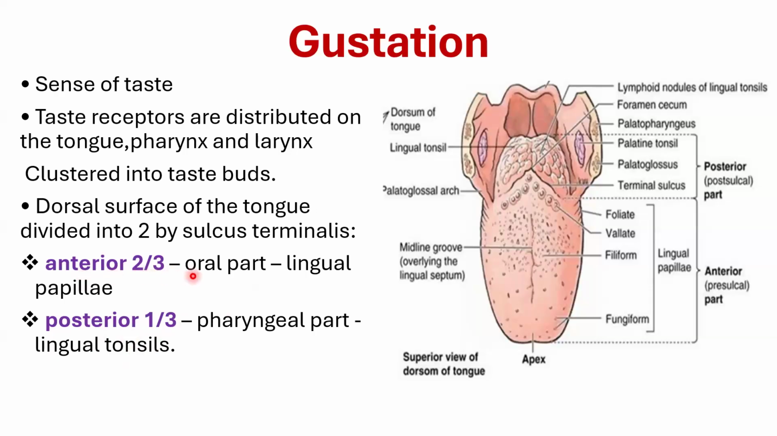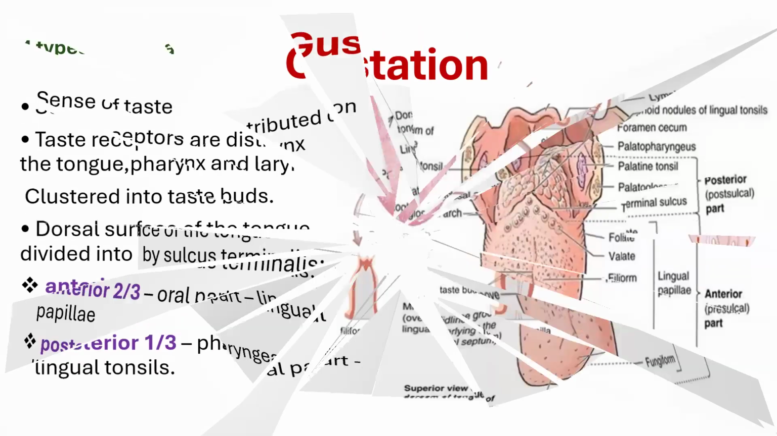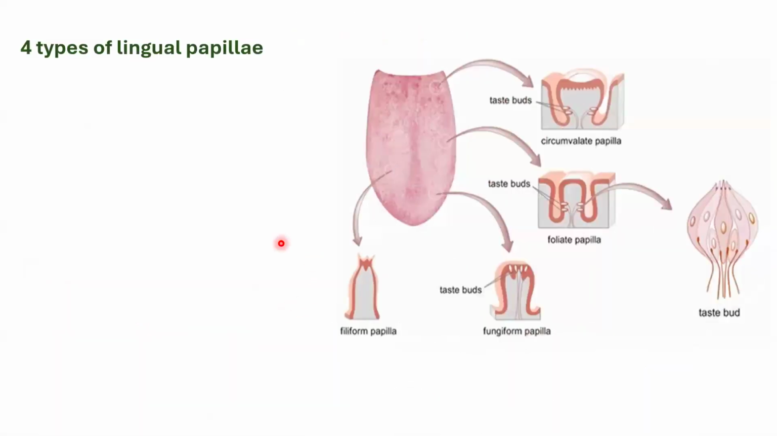Then the anterior 2/3 is the oral part, which has the lingual papillae, and these lingual papillae are the ones that will contain the various taste buds, as we'll see in a few minutes. So we'll go ahead and describe the 4 types of lingual papillae. As you can see, here is our tongue, and the anterior 2/3 of the tongue has various lingual papillae. And there are 4. One of them is the circumvallate papillae, then you have foliate, you have fungiform, and then you have filiform papillae.